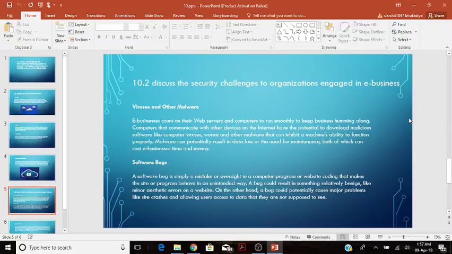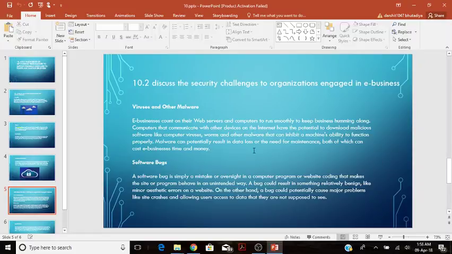Software bugs. A software bug is simply a mistake or oversight in a computer program or website coding that makes a site or program behave in an unintended way. A bug could result in something relatively benign like a minor spelling error on a website. On the other hand, a bug could potentially cause major problems like site crashes and allowing users to access data they are not supposed to see. So this software bug is a major problem when a site crashes, right?